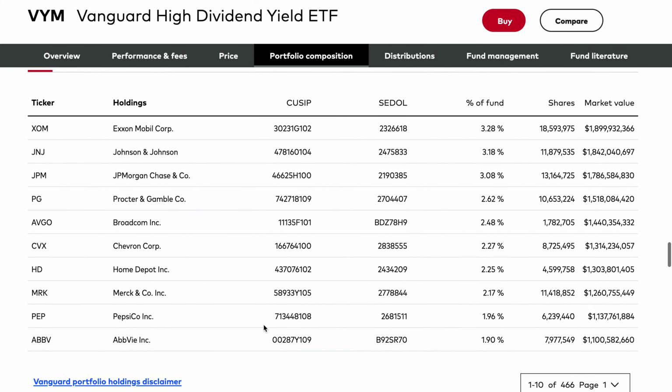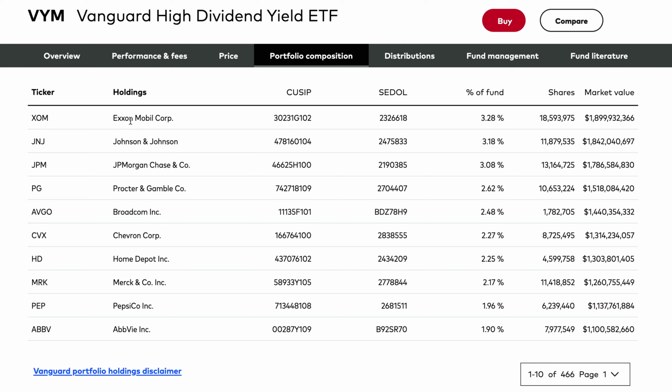So the top 10 holdings, ExxonMobil, they pay out a very high dividend amount per year. So it makes about 3%, Johnson & Johnson Healthcare 3%, JP Morgan 3%, Procter & Gamble 3%, Broadcom 2.5%, Chevron here, similar to Exxon is 2%, Home Depot 2%, Merck & Co 2%, Pepsi is included here at 2%, and AbbVie almost 2%.